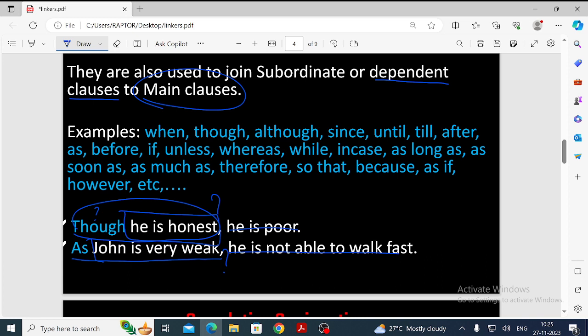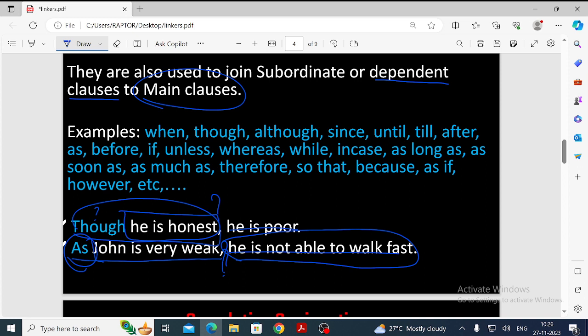When we add the subordinate conjunction, it will turn into a subordinate clause, which means it depends upon another sentence to give a complete meaning. That's it. So here we have, 'though he is honest', what happened? Though he is honest, he is poor. He was honest, but he is very, very poor. And 'as John is very weak', then he is not able to walk fast. So 'John is very weak' is a meaningful sentence. But when we add the conjunction, 'as John is weak', there is a question mark: what happened to him? So this sentence alone asks what happened. So he is not able to walk fast.